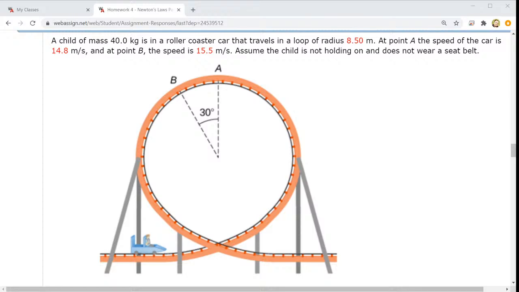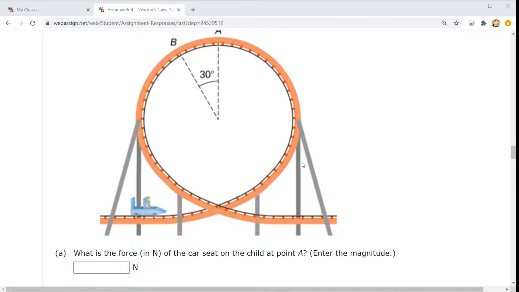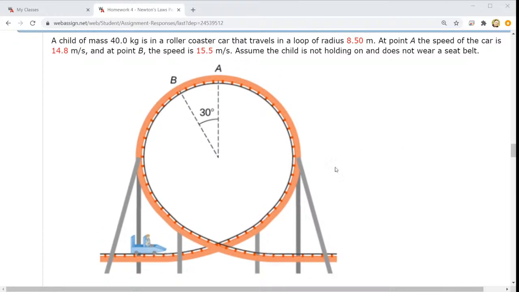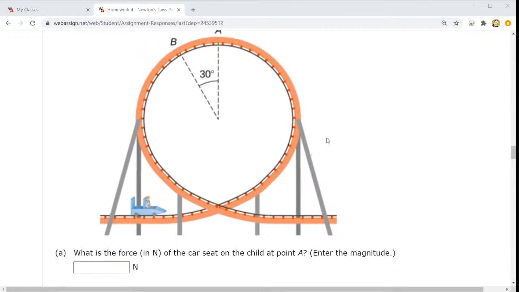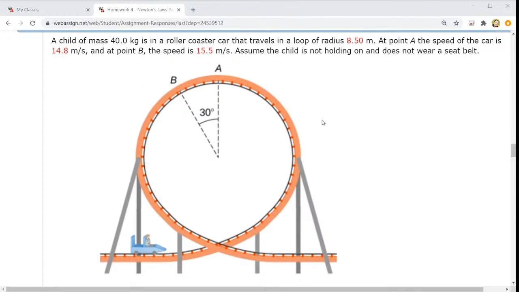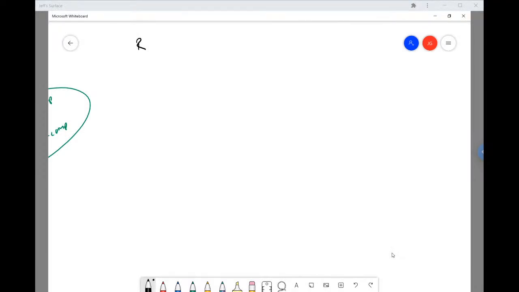So, all right, roller coaster. What we want to find, though, is what is the force of the car seat on the child at point A, and what is it at point B? All right, so point A is right at the top, and point B is 30 degrees away from the top. Okay. So, all right, here we go. So, roller coaster.